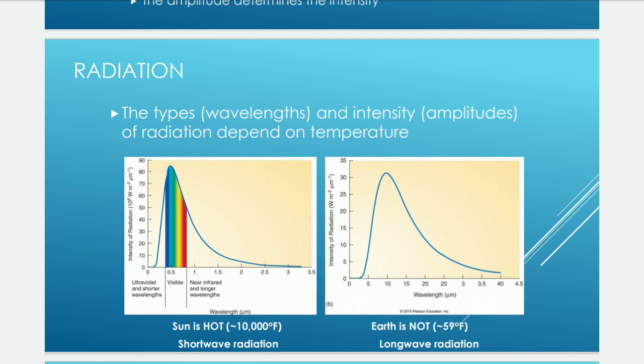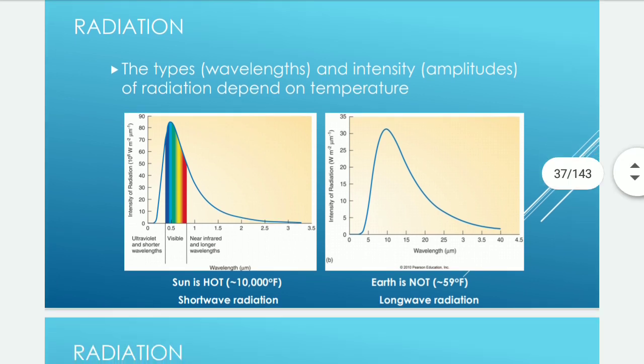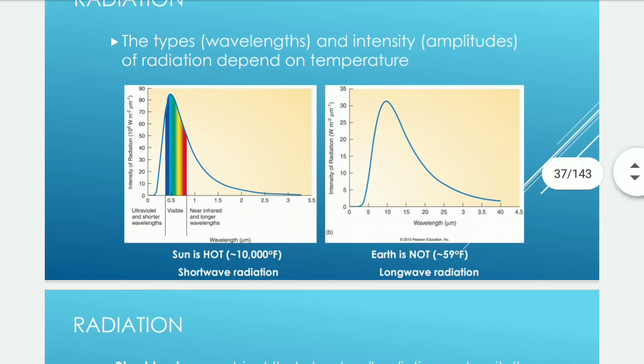Ultraviolet has shorter wavelength, left hand side, and on the right side, nearer infrared, longer wavelength. This is the visible region. Intensity of radiation. So the sun is hot, short wave radiation. Earth is not.